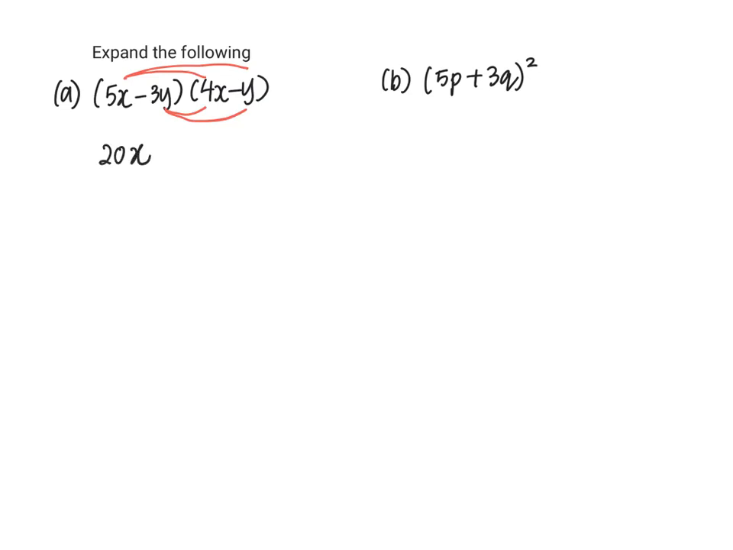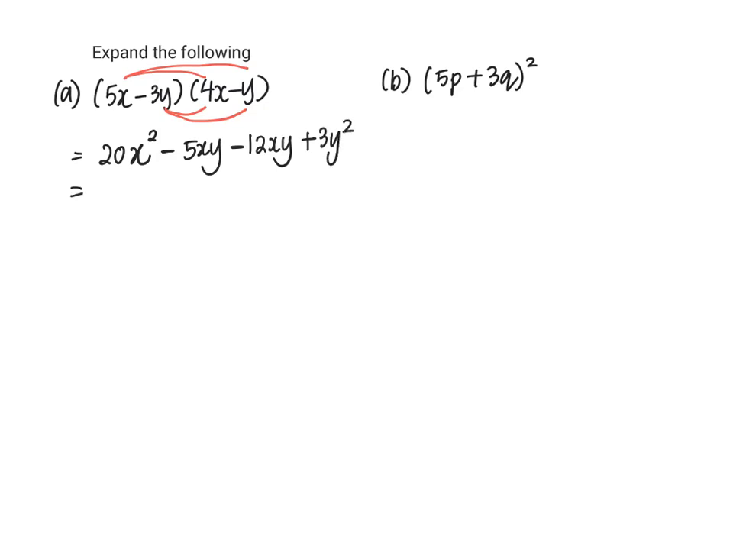20x squared. X times x is x squared. 5x times negative y, so negative 5xy. Negative 3y times 4x, so negative 3 times 4, 12xy. Negative 3y times negative y, so it's positive 3y squared.